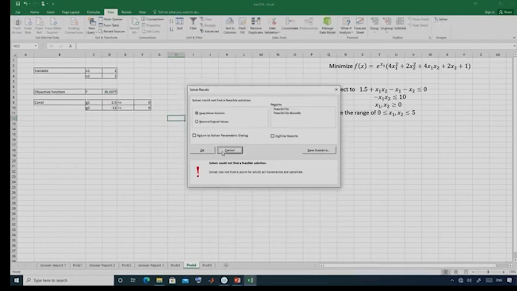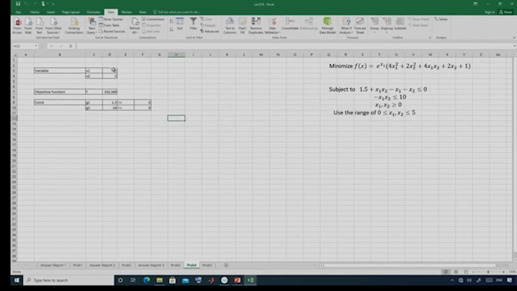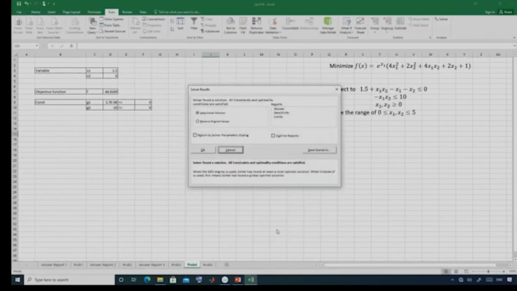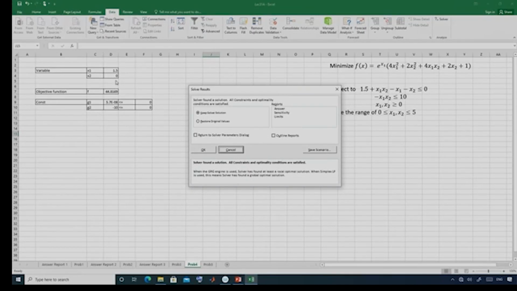No, you are also not getting the solution with 2 2. Then 2 1, you just see whether you are getting a solution with 2 1. Yeah, I am getting a solution. This is 1.5 and 0. So, this is also a solution, but this is not the optimal solution. Maybe this is another local optimal solution.